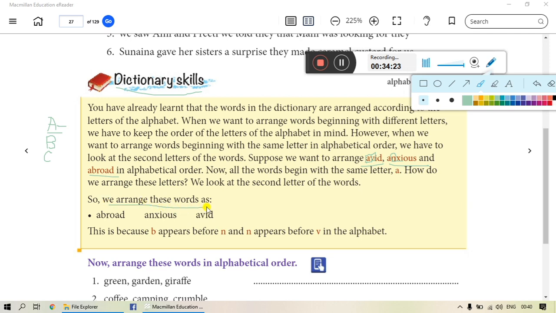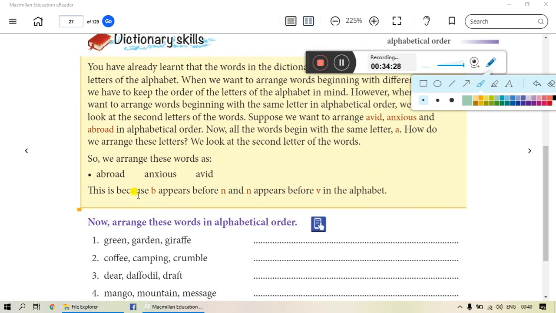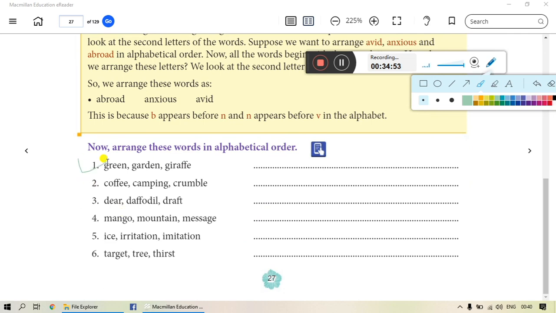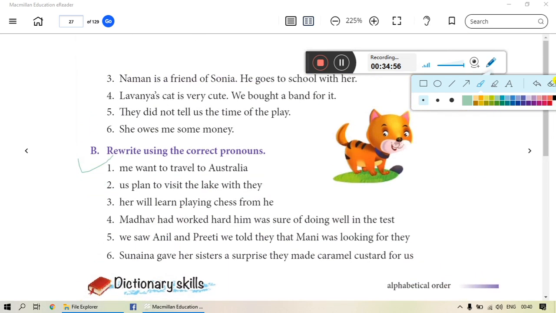Here we will arrange these words: abroad, anxious and avid. This is because B appears before N and N appears before V in the alphabet. So they have arranged it like this: abroad will come first, then anxious and then avid, because B comes before N and N comes before V. So I think this is very easy. You'll be able to do this also. Okay, all this you'll do in the literature copy.